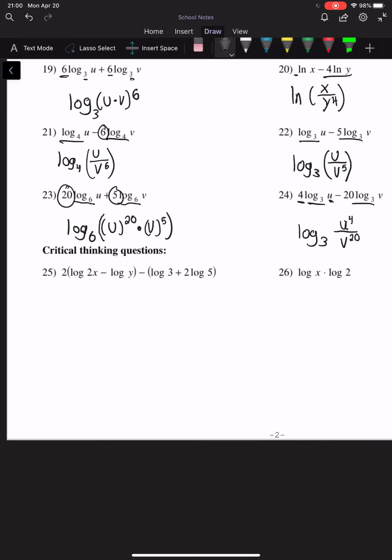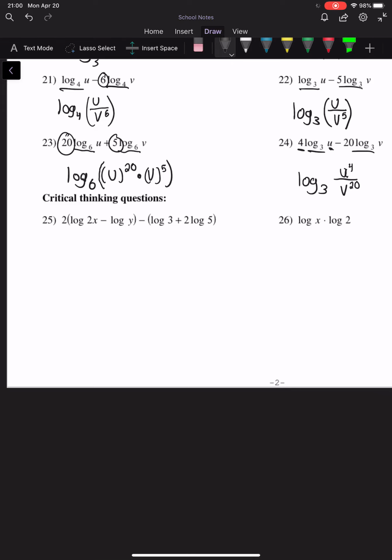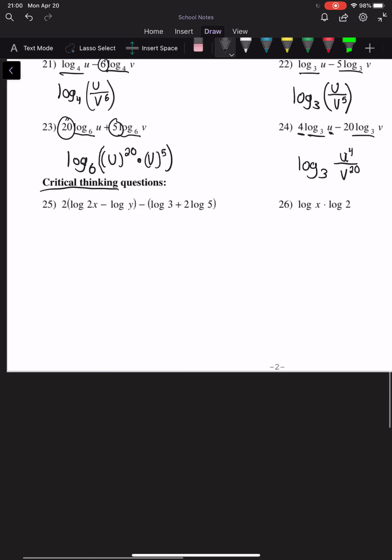So now these last two questions are definitely a bit harder, which is why they're the critical thinking ones. But they are challenging and very much doable. So we're going to kind of separate these a little bit for the very first step. So that line just to separate them. So let's take a look at our first one. This 2 is technically in front of both of these logs. So we really have 2 log 2x minus 2 log y.